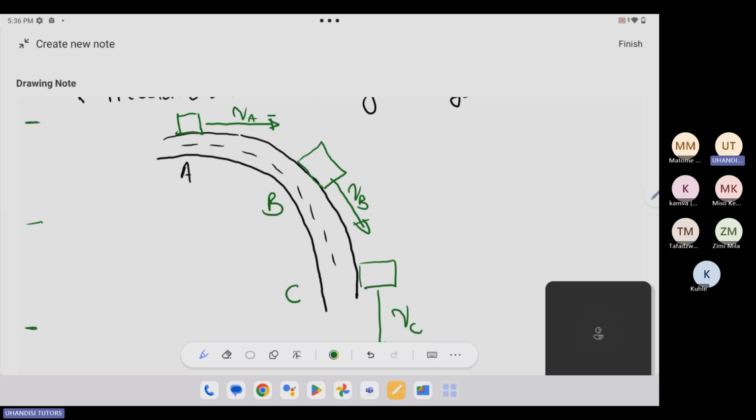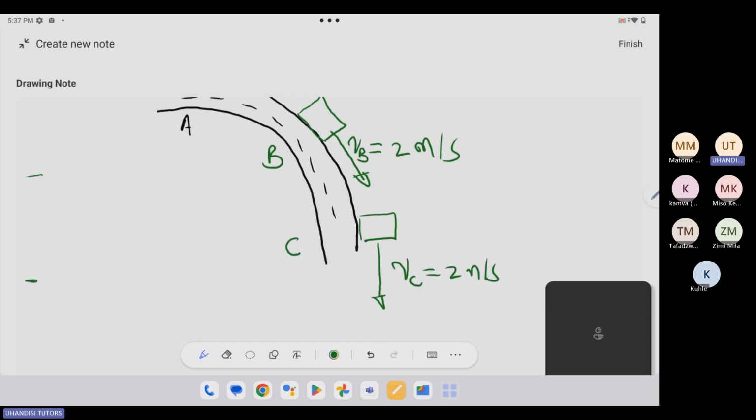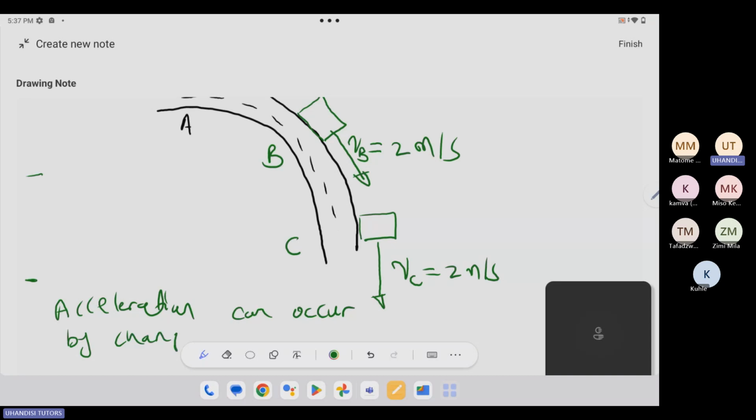Let's make an assumption that the magnitude of the velocity vector is uniform, meaning that it's constant as the object is going around the circle. Let's say that it is constant and this object is moving at 2 meters per second. So is this object accelerating? Yes, it is accelerating because it is continuously changing in direction, even though the magnitude of the velocity vector is constant. Okay, so acceleration can occur by change in direction as well.